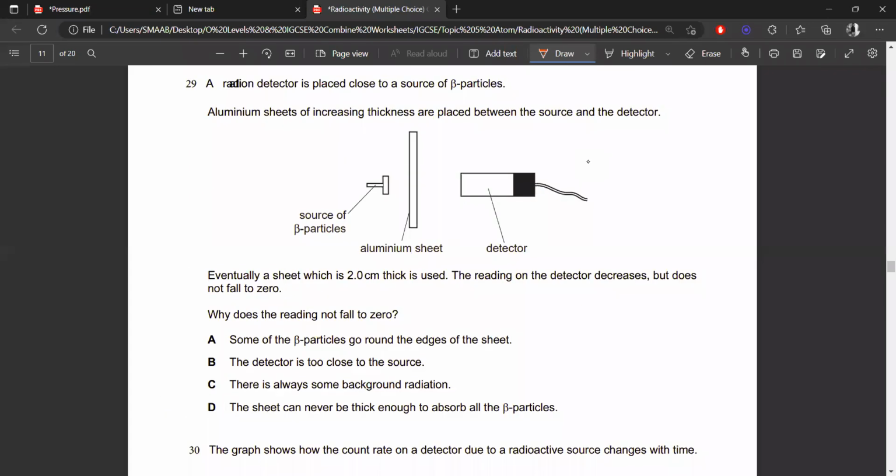Okay, 29. A radiation detector is placed close to a source of beta particles. Aluminium sheets of increasing thickness are placed between the source and the detector. Eventually a sheet which is 2 centimeters thick is used. The reading on the detector decreases but does not fall to zero. Why does the reading not fall to zero? Because of C? There is always some background radiation. Yes.